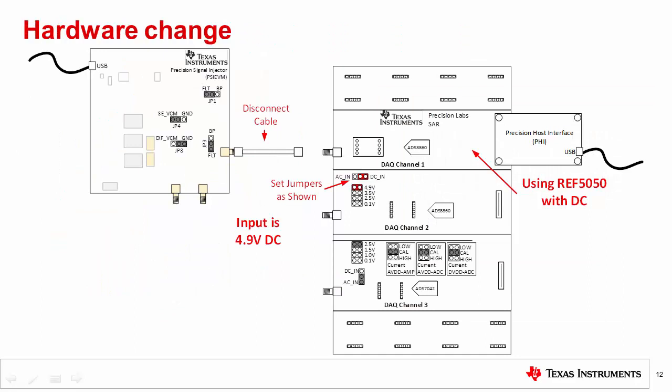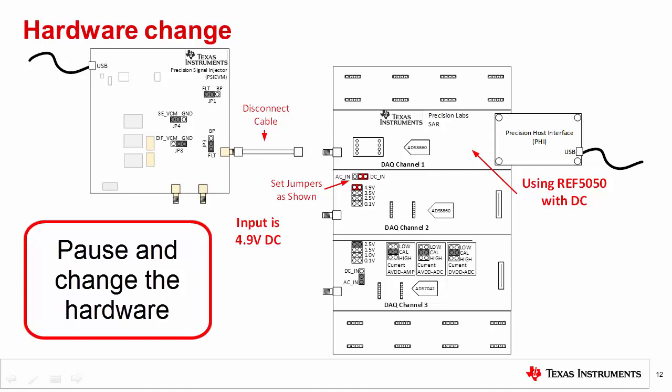For this experiment, we will make a few minor changes to the hardware. First, disconnect the SMA cable from the PSI. Next, change the jumper to DC in, and make sure that the voltage jumper is set to 4.9 volts. For this experiment, the AC signal is disconnected and we connect the onboard 4.9 volt DC source. You may pause and change the hardware.